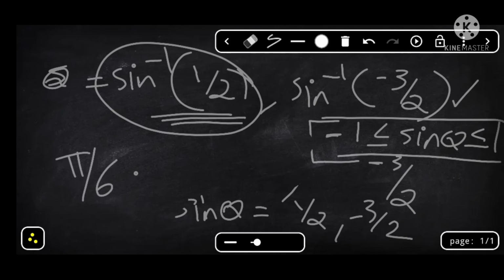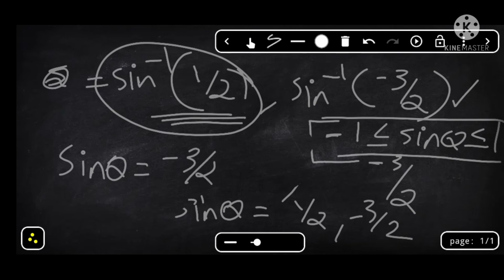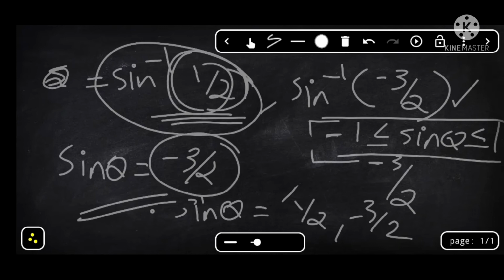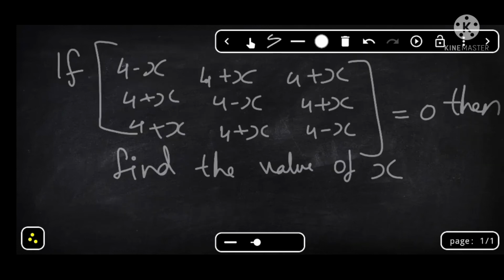Okay, so we can say that sine theta will be minus 3 by 2. Since 1 by 2 we cannot take because it doesn't come in this range, minus 1 less than or equal to sine theta less than or equal to 1. So sine theta value will be minus 3 by 2. Okay, this is our next problem.